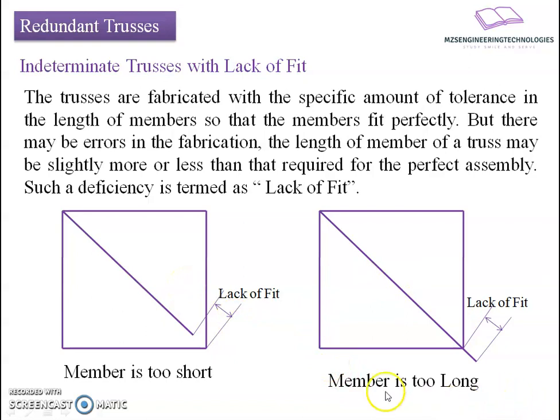A similar case will happen if we look towards the right-hand side. In the case of a member which is too long, meaning the length of the member is slightly larger, the lack of fit is due to larger length. The fabricator will try to adjust it by compressing the member to fit in the position. Thereby, compressive stresses will be developed and the other members connected with this member will be subjected to tensile force, and thereby the entire structure will be subjected to additional stresses prior to the application of the loading.